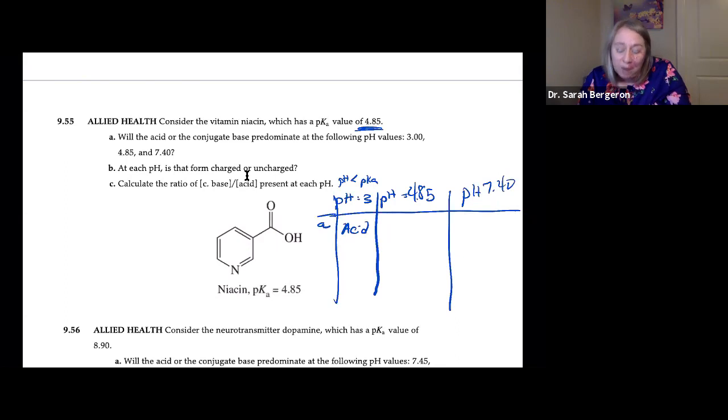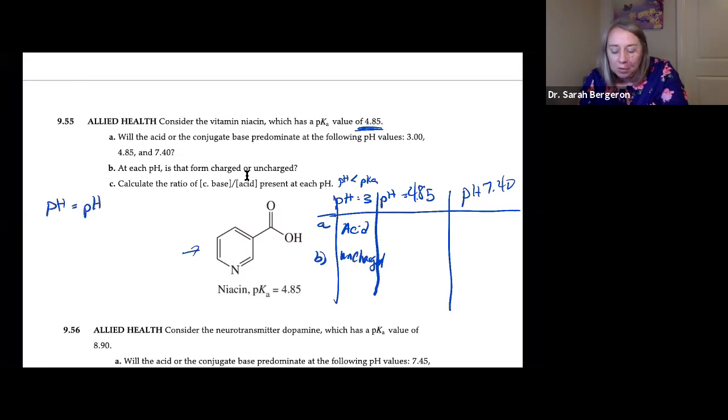Because we're lower, right? And we look at our structure here, and our pH is lower than our pKa. What we're going to do is we're going to be seeing the uncharged version of our substance here. And then C says calculate the ratio of conjugate base to acid present at each pH. Well, this one is the Henderson-Hasselbalch.